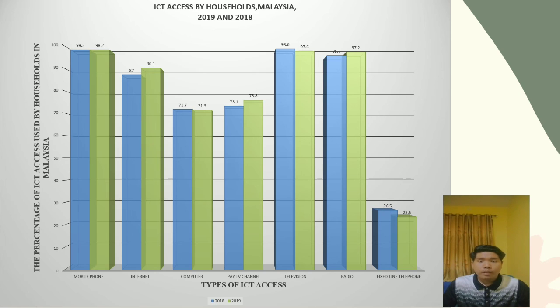Finally, based on the graph, we can conclude that most of the ICT access by household in Malaysia in 2018 and 2019 shows a relatively high percentage.